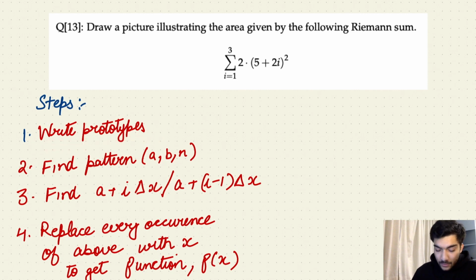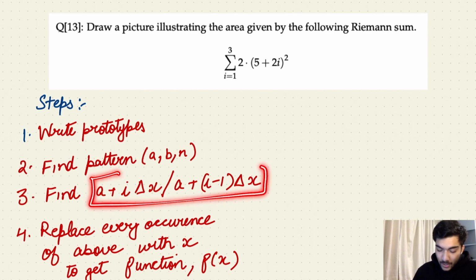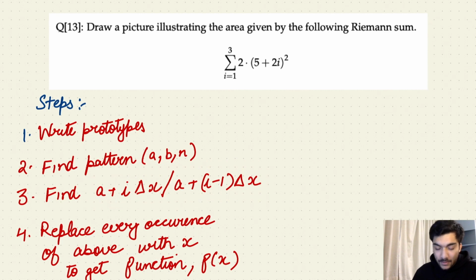So in the first step, you'll write the prototypes of the Riemann sum and expand the components, and then based on the prototypes you'll find a pattern and observe the values a, b and n. Once you have calculated a, b and n by observing the pattern, you'll find the occurrence of a plus i delta x, which would be a right Riemann sum notation, or a pattern like a plus (i minus 1) times delta x, which will represent a left-hand Riemann sum.